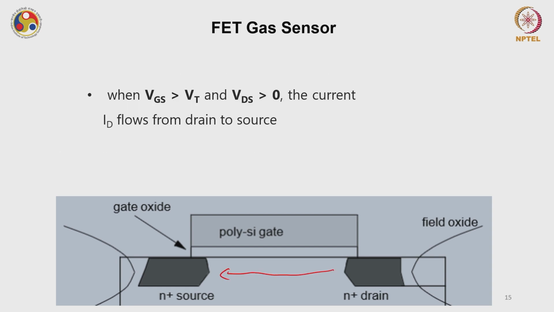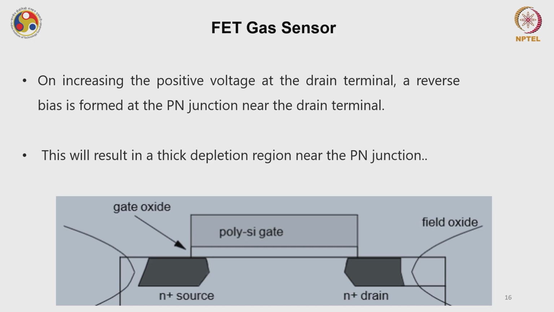Now, this condition suggests that if I keep on increasing this VDS, ID will keep on increasing, but that is not the truth. Okay. In practice, what happens is that when you increase this drain terminal voltage, a reverse bias is formed at the PN junction near the drain terminal. Because of this PN junction formation, a thick depletion region is formed. Okay. Because this is under a reverse bias condition.